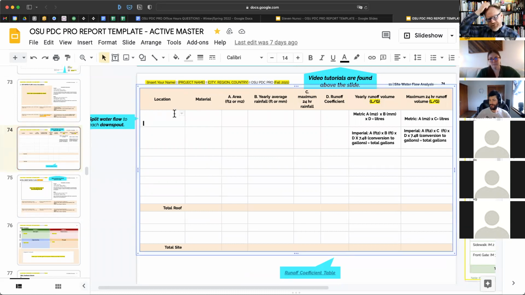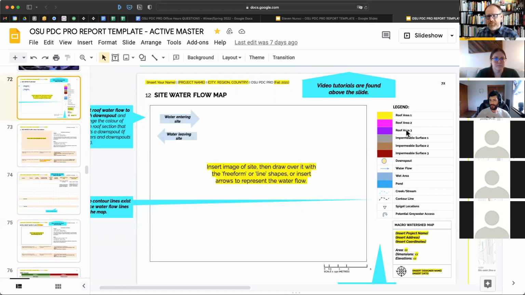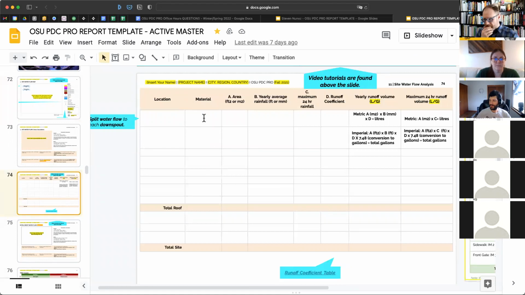So what's the location? Is this roof 1, roof 2? This will directly relate back to this map. Extra points for people who color code. What's the material? What's the area in square footage, meters squared? What's the yearly annual rainfall in feet or meters? What is the maximum 24-hour rainfall that's been recorded? What's the runoff coefficient? And then your volumes, so yearly runoff and max 24-hour runoff.